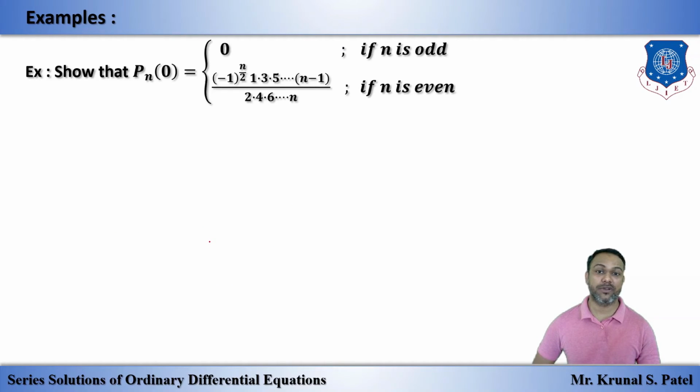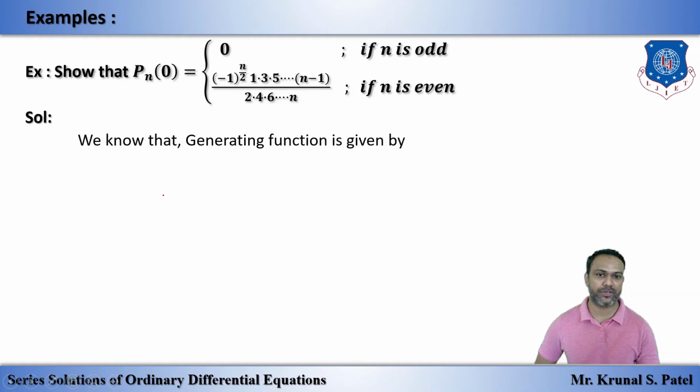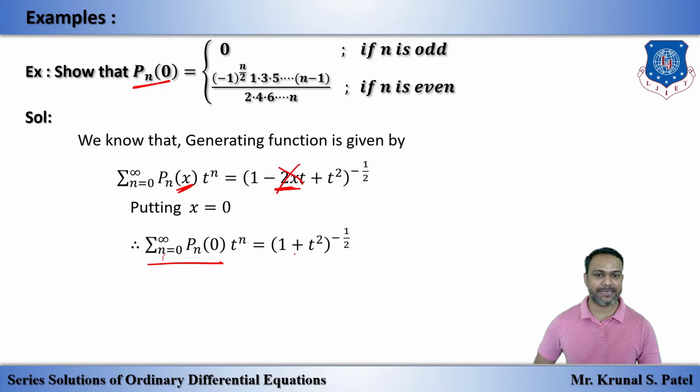In a similar way we have one more example, that Pn of 0 is equal to these two answers. When n is odd we have 0, and when n is even then we have this entire answer. So again, let's start with the generating function, which is given by this. Now we'll put x equal to 0 because we need Pn of 0. So this cancels out, and we have the left-hand side this and the right-hand side becomes this.